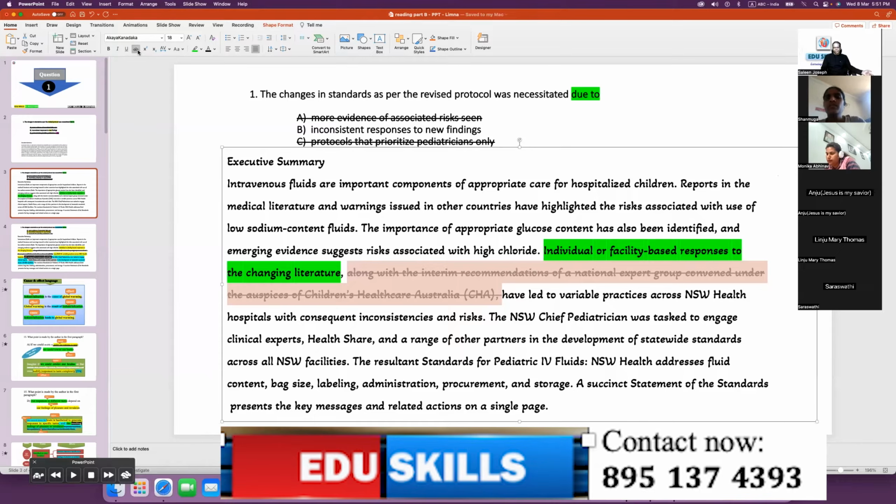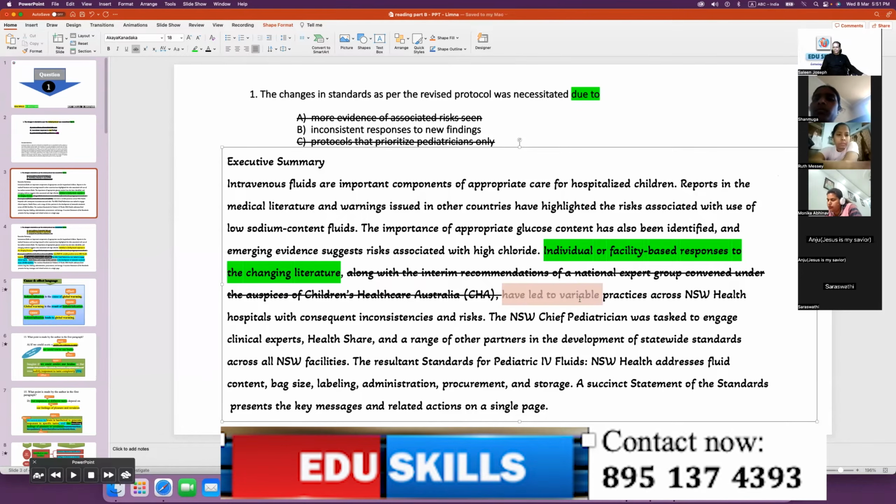You remember? Repeatedly I was telling you, ignore whatever is between commas or within brackets, so that you can see now: individual or facility-based responses to the changing literature. Other things are required; as of now you don't require them. Health hospitals. Do you have a similarity? Inconsistent responses to new findings, individual or facility-based responses to the changing literature.